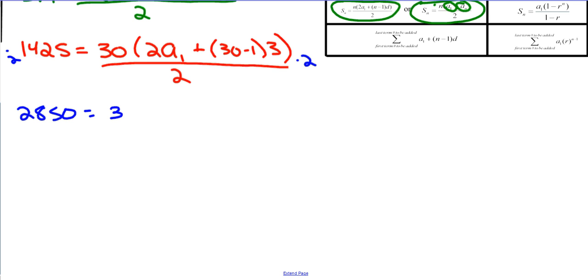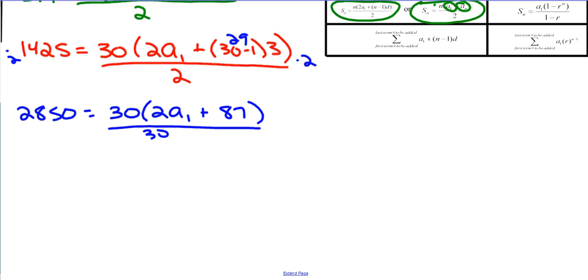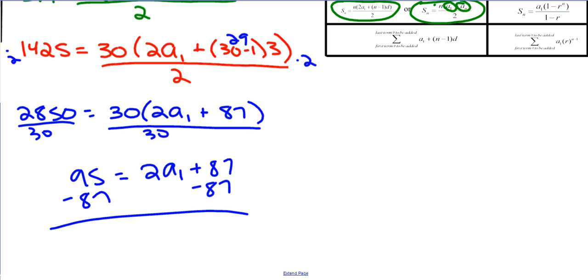equals 30 times (2a1 plus 29 times 3). So if I take 29 times 3, I get 87. So I'm going to divide both sides by 30 right away. 2850 divided by 30 is 95 equals 2a1 plus 87. How's that looking so far? So now I'm going to subtract 87 from both sides. So I get 8 equals 2 times a1, divided by 2. So a1, on the first day, I give away 4 Twins tickets.